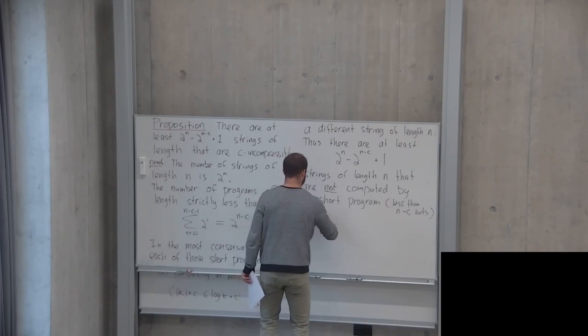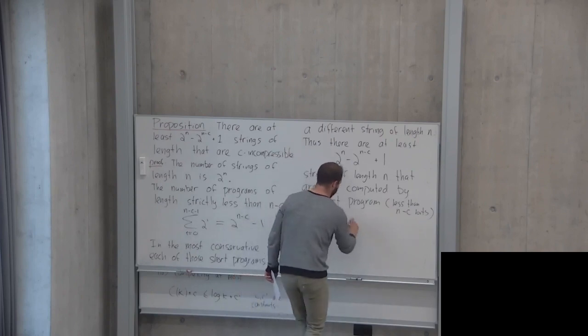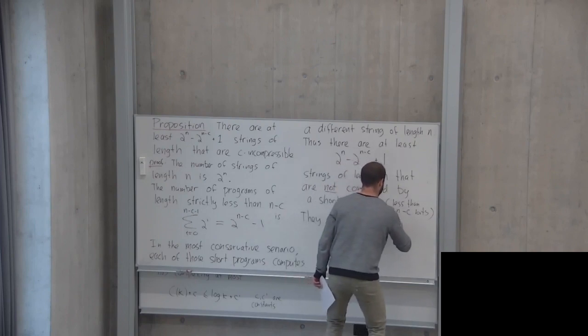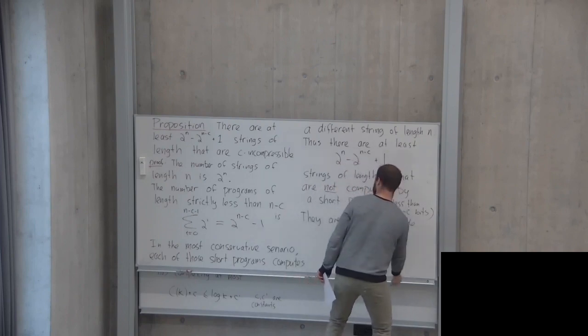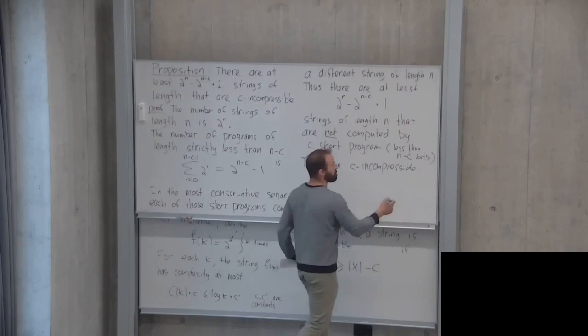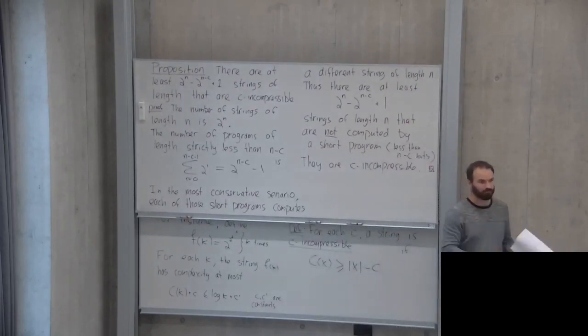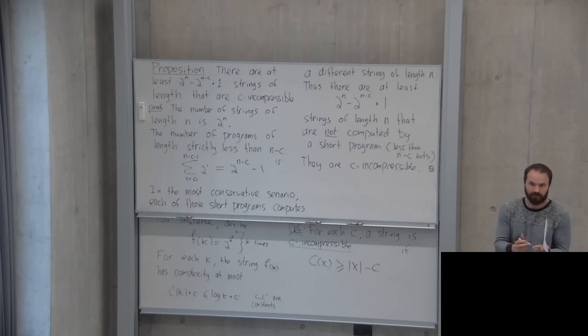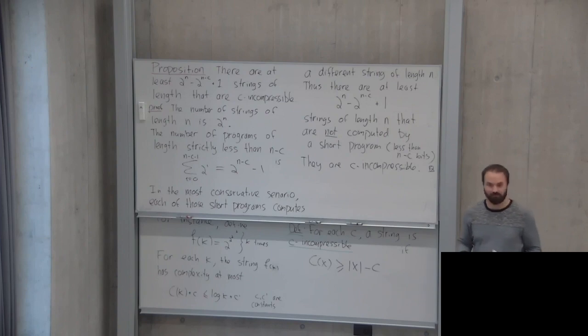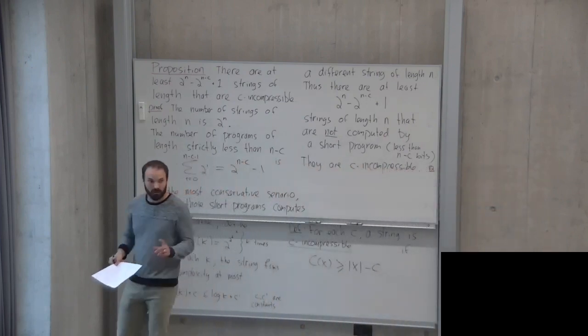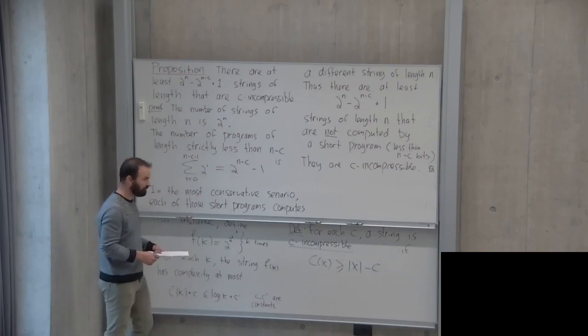They are C incompressible by definition. Question? It's basically a counting argument. There's too many n-bit strings for short programs, so there must be strings that are not computed by a short program.